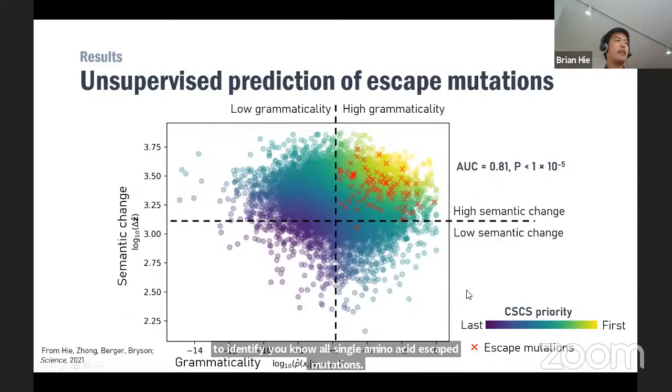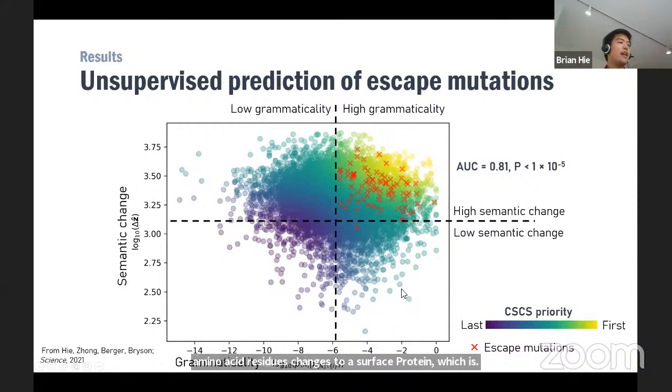And rather strikingly, when we plot all possible single amino acid residue changes to a surface protein, where each dot in this 2-dimensional plot corresponds to a single mutation, and we plot them according to grammaticality on the x-axis and semantic change on the y-axis, and then also overlay the dots with the known escape mutations from that deep mutational scan, you can see that the escape mutations cluster almost exclusively in this high grammaticality and high semantic change quadrant of this 2-dimensional grid.